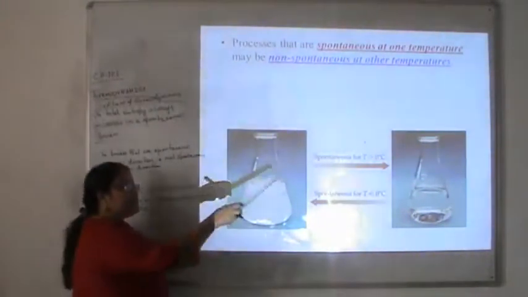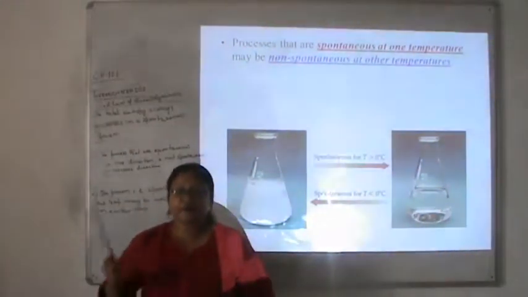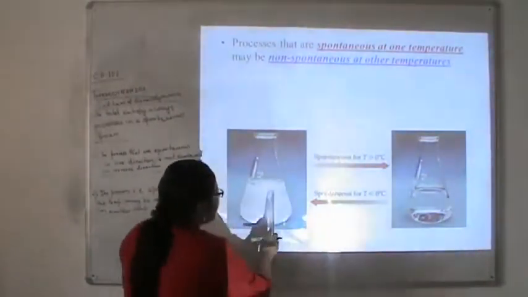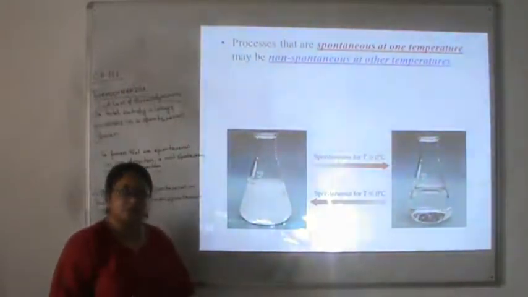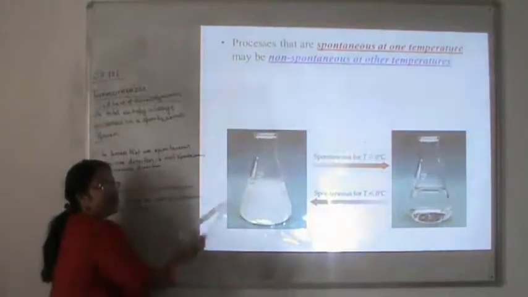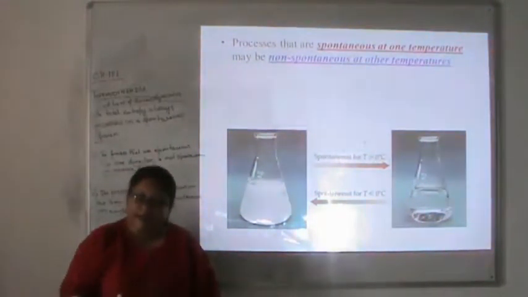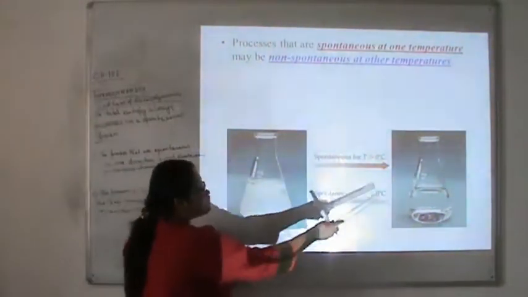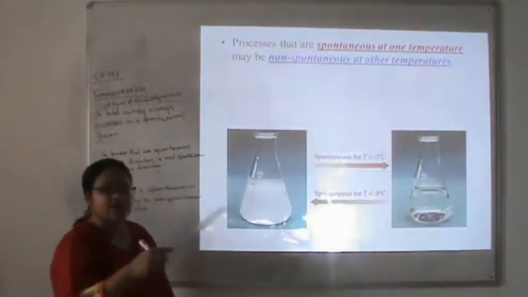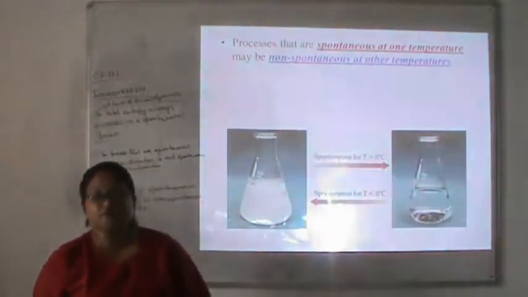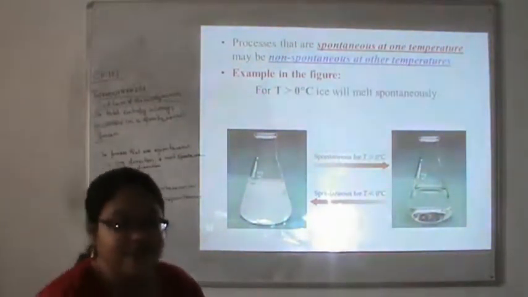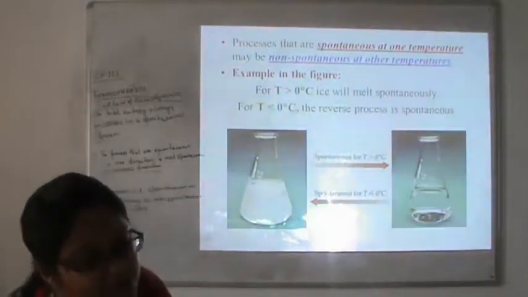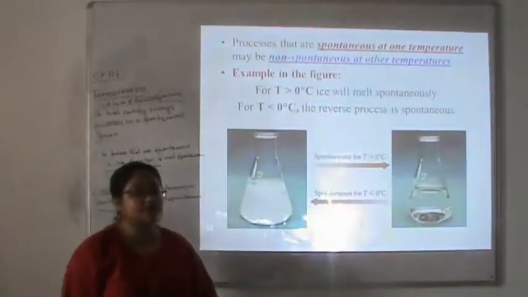Let's look at this picture. When the temperature is greater than 0 degrees centigrade, ice spontaneously, naturally melts to form water. So ice naturally melts to form water, and this process is spontaneous at temperatures greater than 0 degrees centigrade. But in the reverse process, water doesn't form ice spontaneously at temperatures greater than 0 degrees centigrade. When the temperature is less than 0 degrees centigrade, water freezes to form ice, and this melting process is not spontaneous. So a process that is spontaneous at one temperature may be non-spontaneous at another temperature. For T greater than 0 degrees centigrade, ice will melt spontaneously, naturally. And for T less than 0 degrees centigrade, the reverse process is spontaneous.